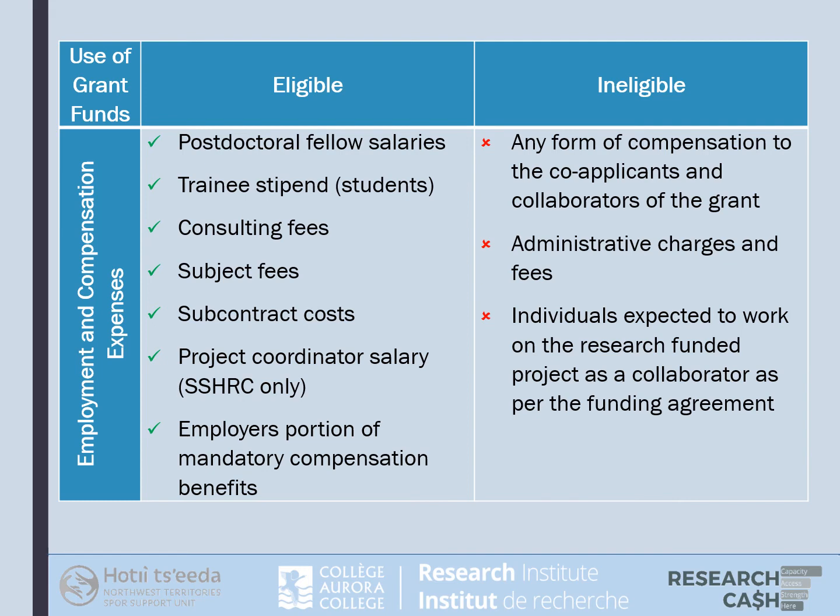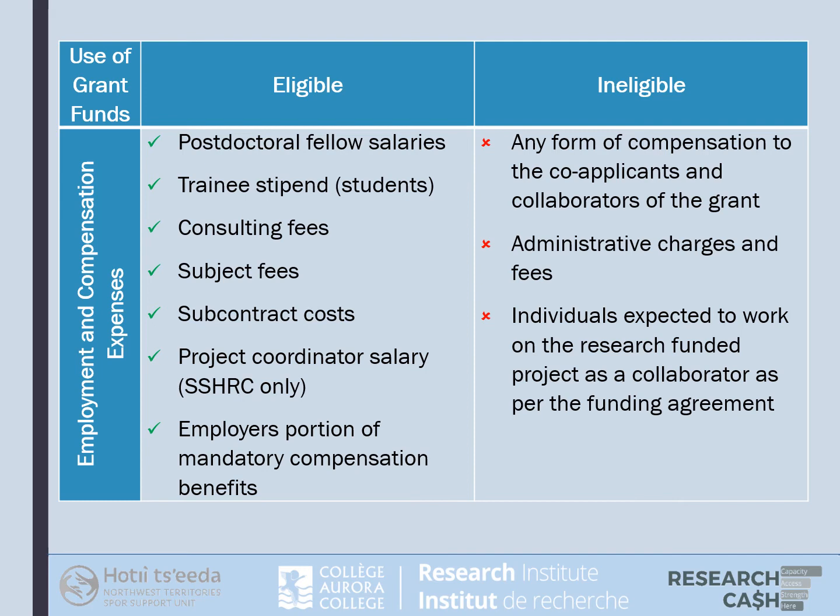So the first directive is employment and compensation expenses. So some eligible expenses are having postdoctoral fellows paid through your grant, trainee stipend for students. You can pay consulting fees or subject fees, subcontract costs, project coordinator salaries, that's only under SSHRC, and employer's portion of the mandatory compensation benefits.